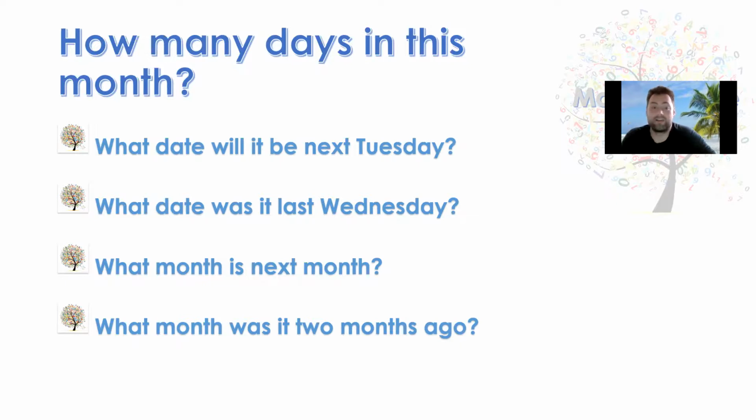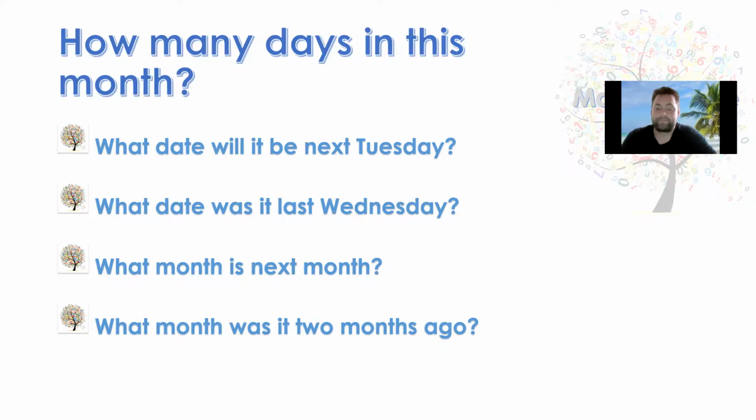So this month is July. What date will it be next Tuesday? It will be the 13th of July, Tuesday the 13th, next Tuesday. What was the date last Wednesday? The date last Wednesday was the 30th of June. What month will it be next month? It will be August. And what month was it 2 months ago?